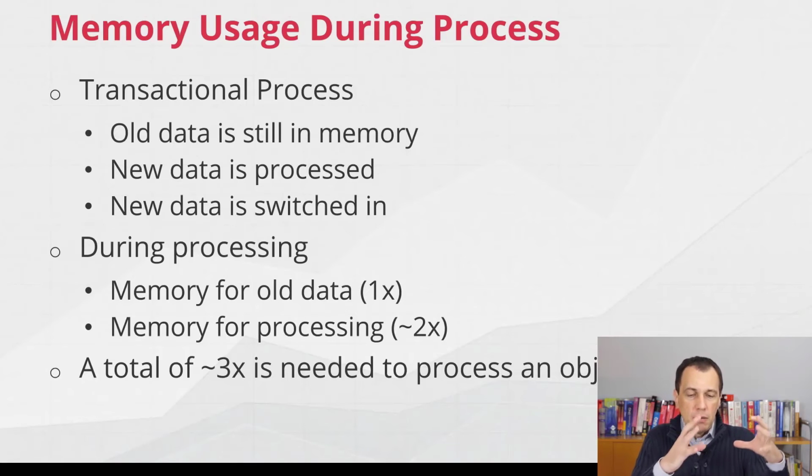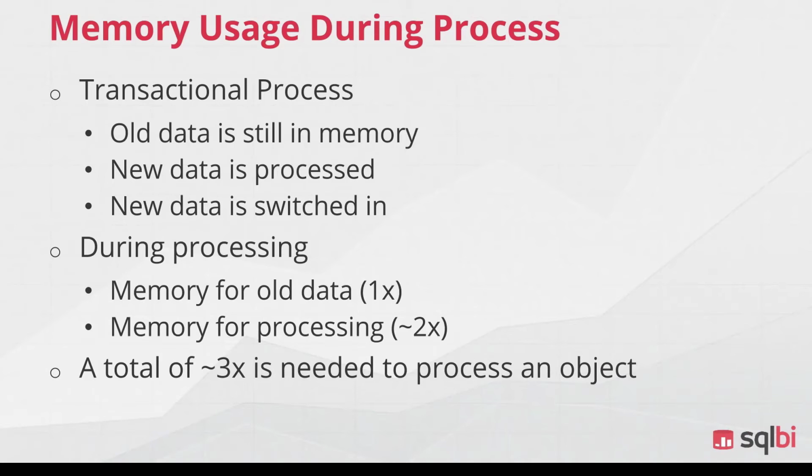Now, you need one copy of the data, the old data, one copy for the new data, but you also need memory to read the uncompressed data during the refresh and to apply the compression. And this could be a larger factor. So we usually provide three times the memory of the processed object as a way to roughly estimate the amount of RAM you need to complete a refresh operation successfully.